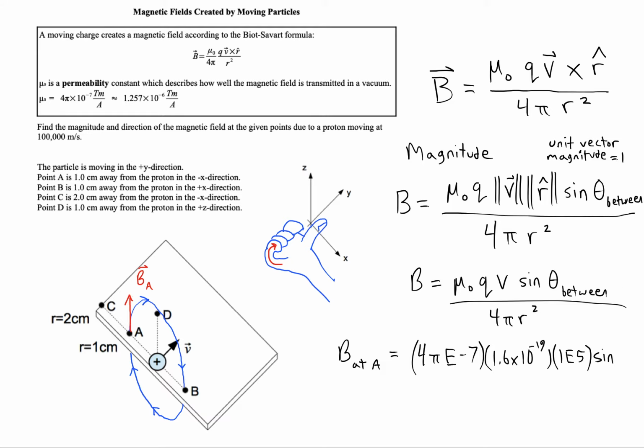Well, now we have to draw the radial vector. The radial vector points from the charge to the point where we're evaluating the field. And this would be R for point A. Notice that it is 90 degrees to the velocity vector. And so that's the angle that actually goes here. Notice that sine of 90 will be 1. So we're going to get the full magnitude of the magnetic field in this case.